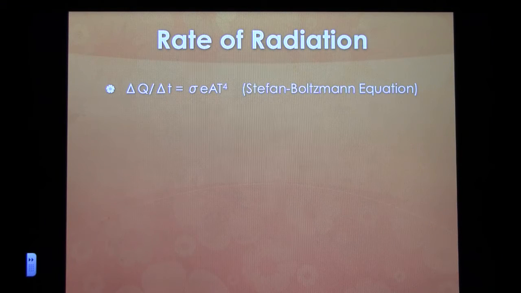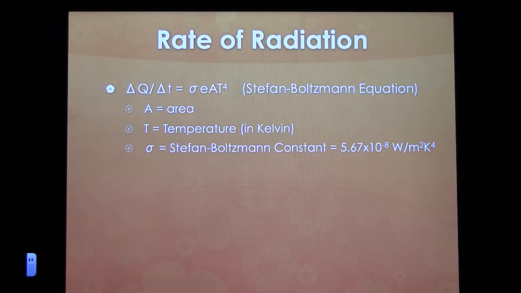Well, A is area, meaning the larger the area, the more it can radiate energy or heat outward. T is obviously temperature, and in this case, must be measured in Kelvin. And the larger the temperature, the more it radiates heat. Sigma is a constant known as the Stefan-Boltzmann constant, which has a value of 5.67 times 10 to the negative 8 watts per meter squared Kelvin to the fourth.